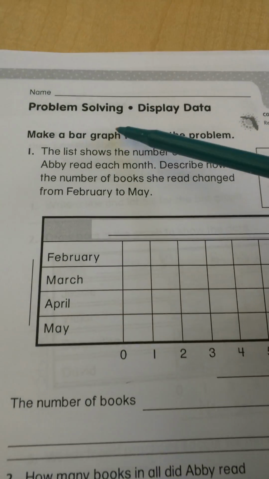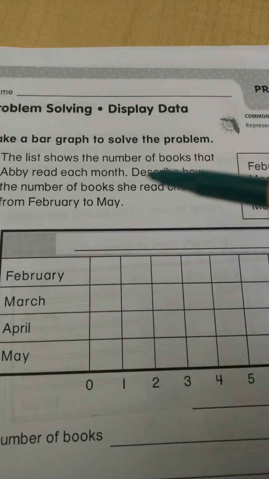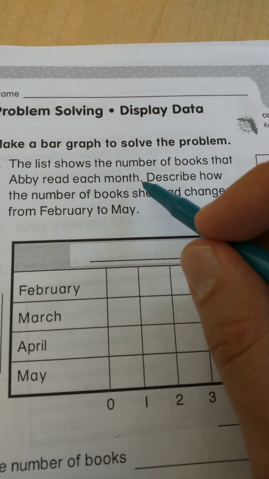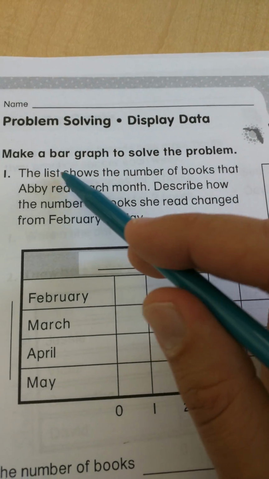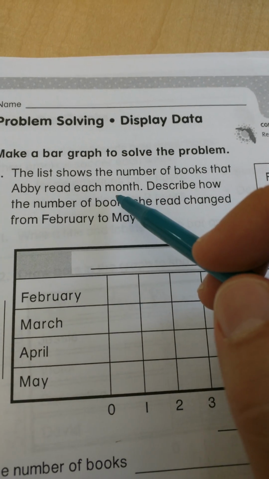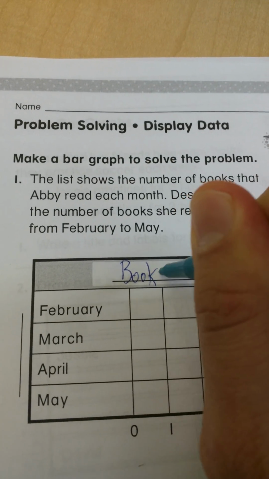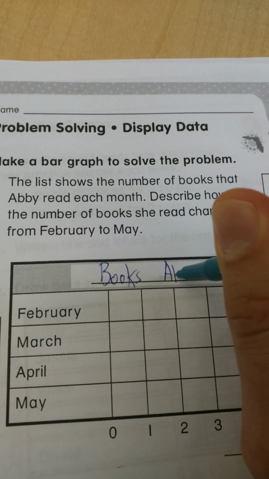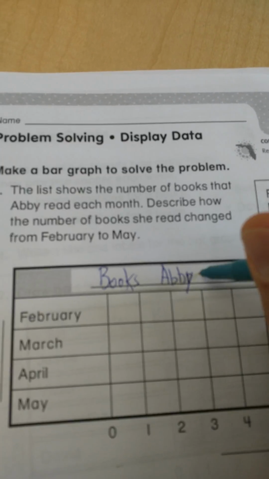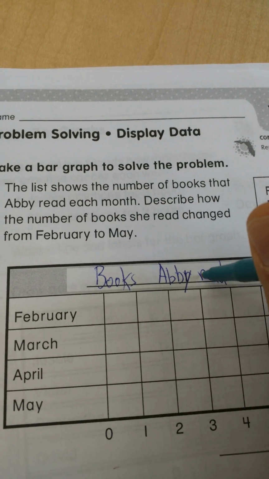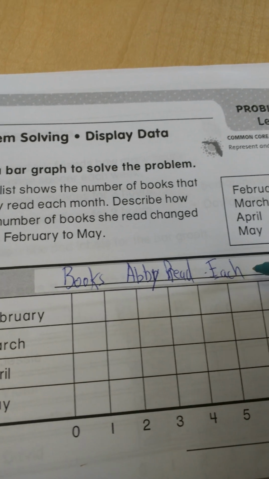So as the directions say, we have to fill out the bar graph right here. So the first thing we need to do is make a title. And remember, we need to make the title with all capital letters, just like a title of a book. So it says on the directions, the list shows the number of books that Abby read each month. So we can write books Abby read, and I just said capital letters, read each month.